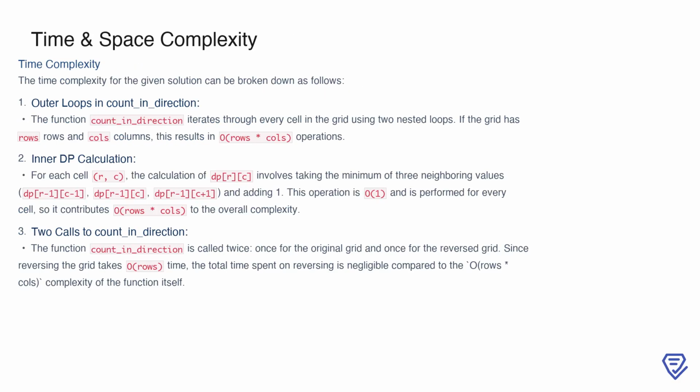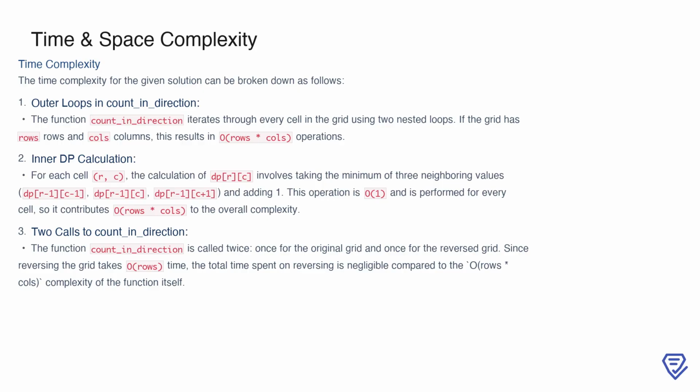To understand the time complexity of our solution, we can start by analyzing the operations within the count_in_direction function. This function has 2 nested loops that iterate through each cell in the grid. If the grid has rows and columns, this means we perform rows*columns iterations in total. Inside these loops, we calculate the value of dp[r][c] for each cell. This involves a constant time operation where we take the minimum of 3 neighboring dp values and add 1. Since this computation is done for every cell, it also contributes rows*columns to the total complexity.